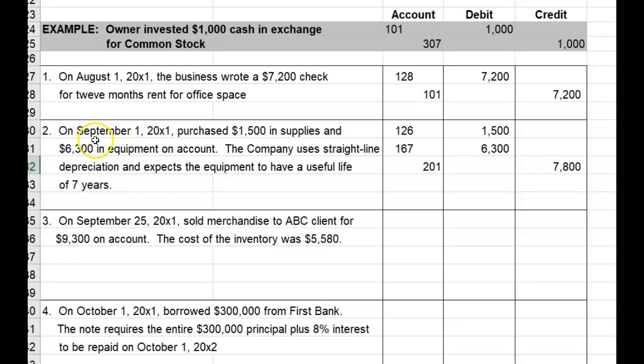Instead, we're promising to pay for it later. So the journal entry looks like this. Debit supplies, account 126 for $1,500. Debit account 167 for $6,300. And credit accounts payable, account 201 for the full amount of $7,800.